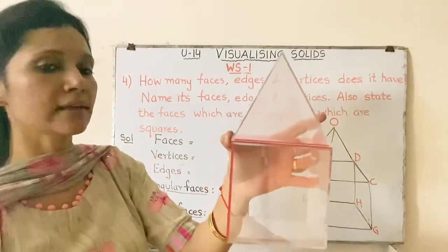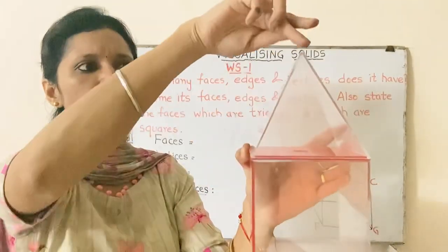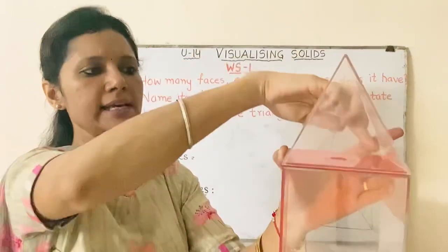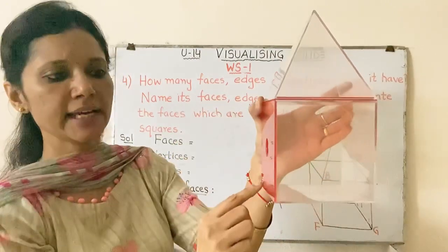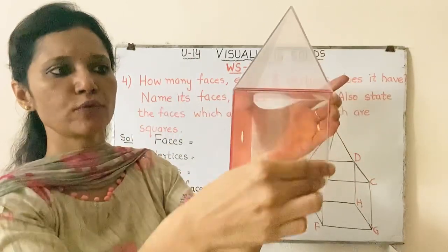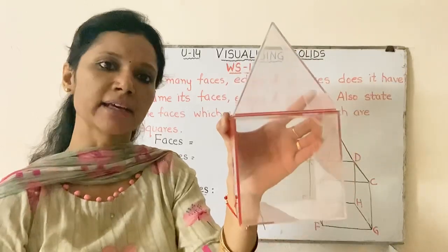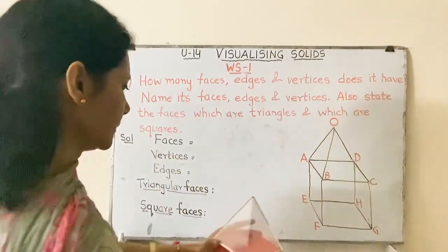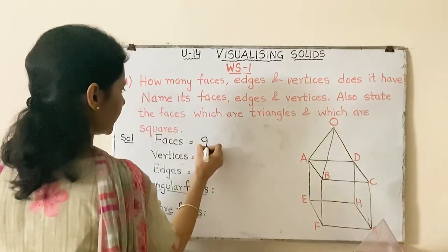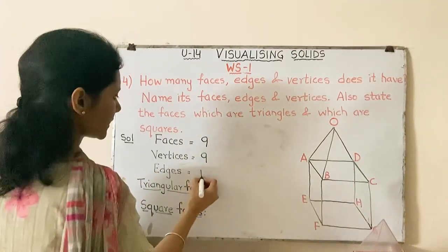Now we are left with the edges. So let's count the edges. 1, 2, 3, 4, 5, 6, 7, 8. Similarly 9, 10, 11, 12 and then 13, 14, 15 and 16. So 16 edges are there in this solid. So let's write it down. The number of faces was 9. The number of vertices was also 9 and the number of edges was 16.